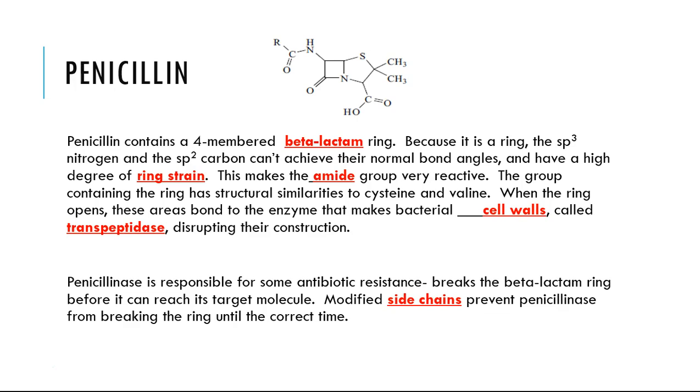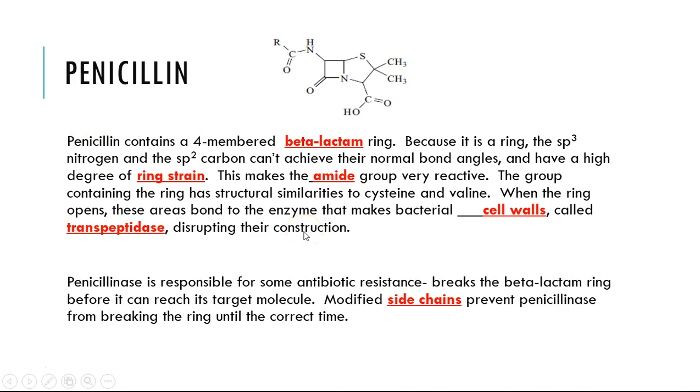So penicillin contains a 4-membered beta-lactam ring. So you can see that in the structure up here. And because it's a ring, the sp3 hybridized nitrogen, because there is a lone pair on that nitrogen, and the sp2 hybridized carbon here, the one that has the carbonyl group, can't achieve their normal bond angle. So for the sp3 nitrogen, it would probably be 107.5 since there's a lone pair. For the sp2 carbon, it would be 120. But again, it's a square ring, so they're going to be sort of compressed to 90 degrees.